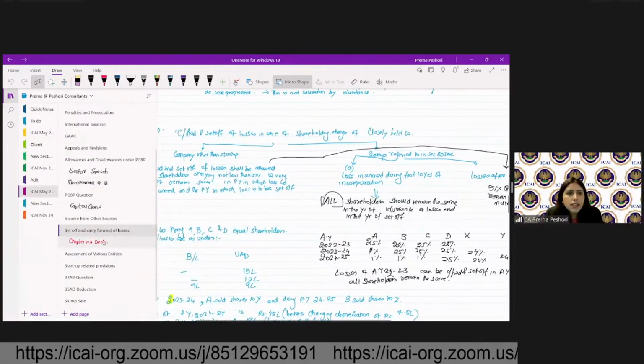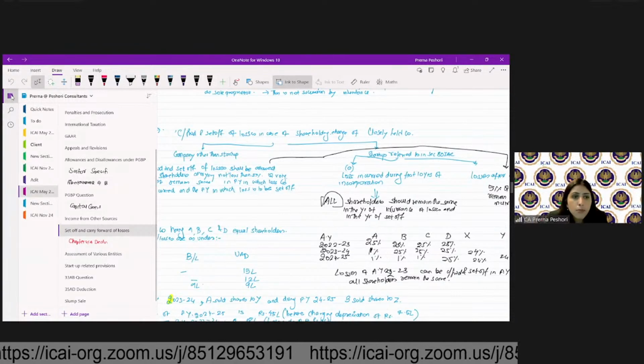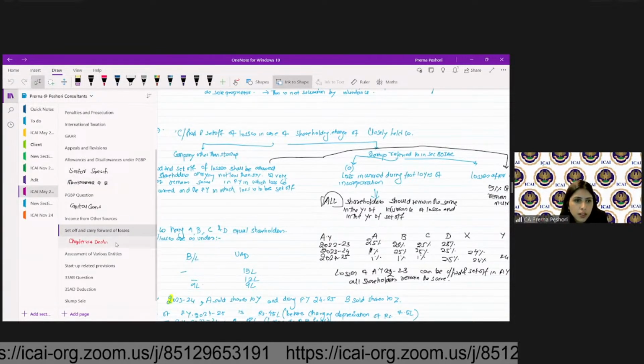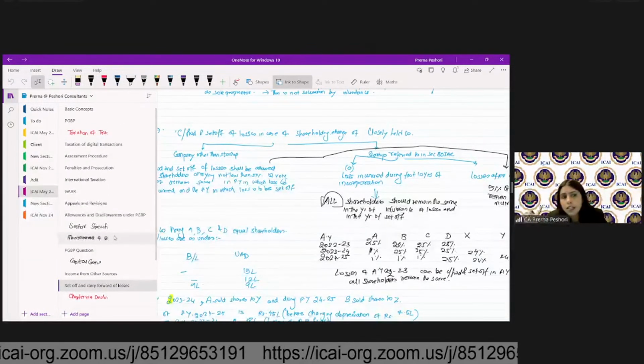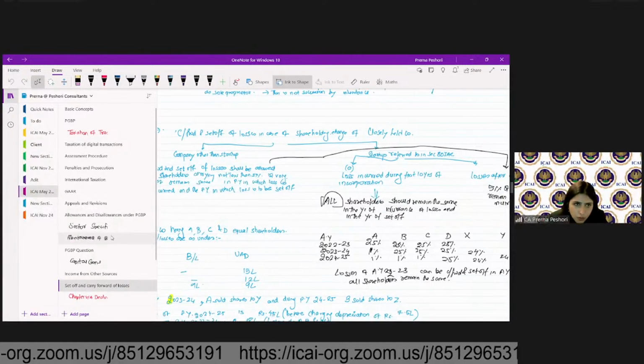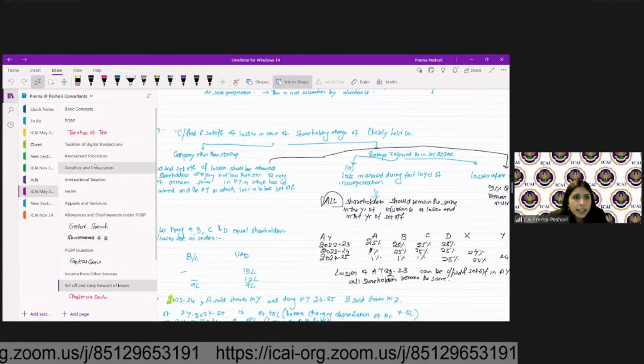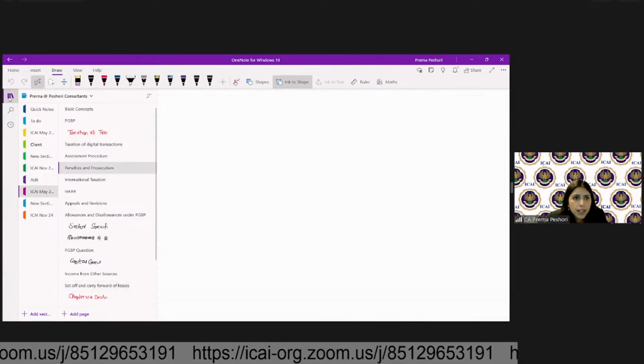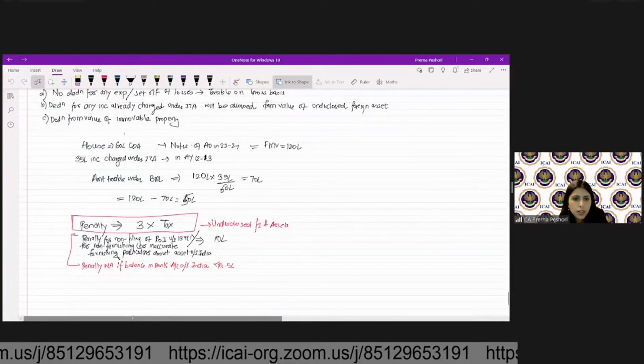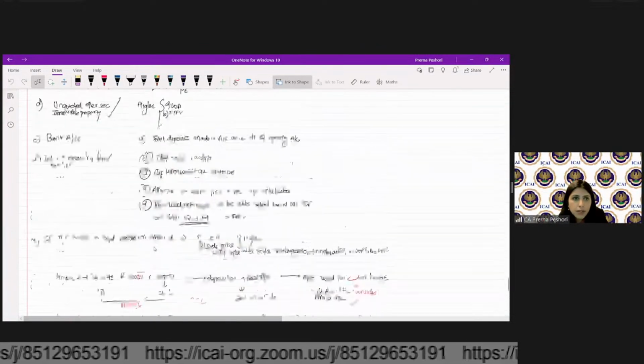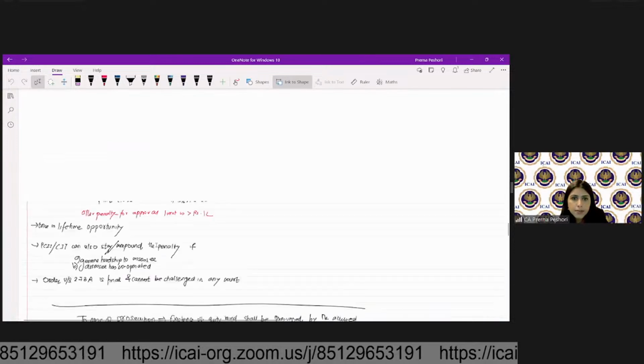So this is about the set off and carry forward of losses. I'm not going into any other provision under that. The rest you can look at in the classes that we have already done so far. Then I will do just one penalty over here, which is 271, 270A. We'll discuss quickly over that.